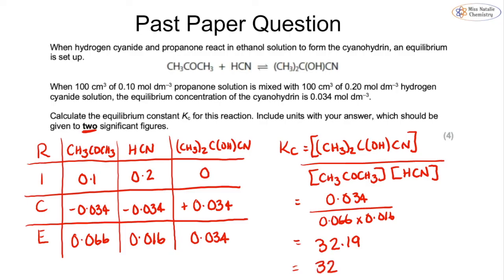So my answer is 32, and my units are going to be mole per dm cubed at the top, cancels out 1 at the bottom. So it would be moles to the minus 1 dm cubed. But remember, best practice is to put the positive index first. So it would be dm cubed moles to the minus 1.